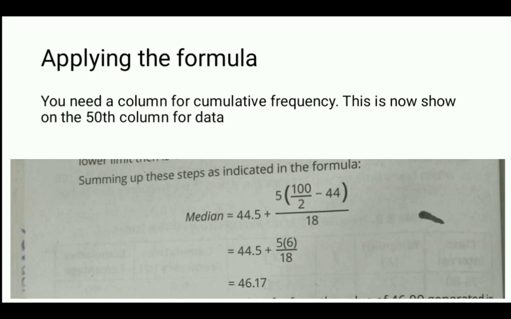Applying the formula, you need a column for cumulative frequency. This is now shown in the column for the data. So we sum the values as indicated in the formula. Median equals 44.5 plus 5 times the quantity 100 over 2 minus 44, over 18. 100 divided by 2 equals 50, minus 44 equals 6, over 18. So 44.5 plus 5 times 6 over 18 equals 46.17.